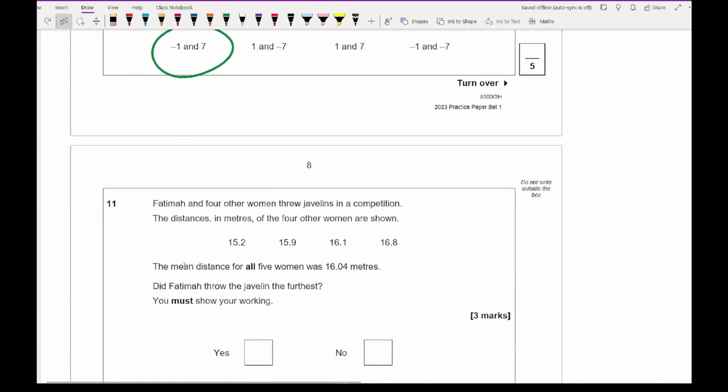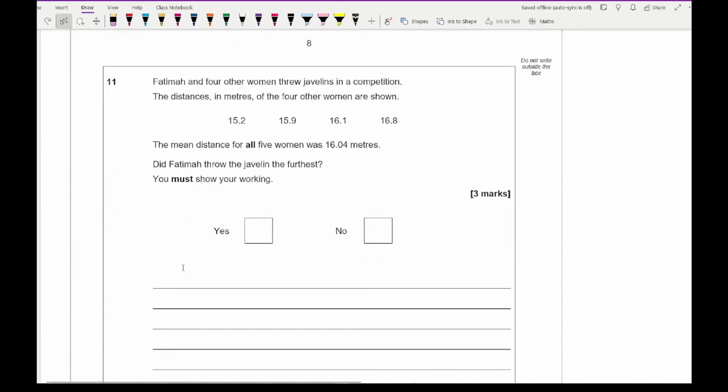Then moving on to question 11, it says Fatima and 4 other women threw javelins in a competition. The distance in meters of the 4 other women are shown. The mean distance of all 5 women was 16.04 meters. Did Fatima throw the javelin the furthest? And you must show your working out. Now again, with these yes/no questions, always work it out and then tick yes or no. Try not to tick the box first and then try and manipulate an answer that justifies it.